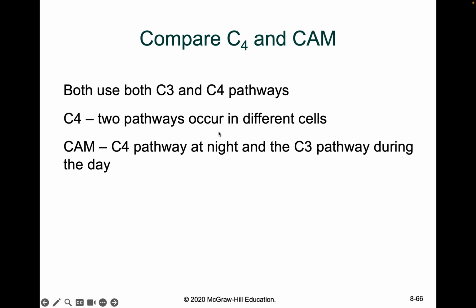But in C4 plants, the two pathways occur in different cells. The C4 pathway happens in the mesophyll, and the Calvin cycle, the C3 pathway, happens in the bundle sheath cell. In CAM plants, the C4 and the C3 pathways happen in the same cell, but it's just the timing. C4 happens at night, while the C3 pathway happens during the day. So that's the difference between them. I'm going to stop here because this is the end of chapter 8.